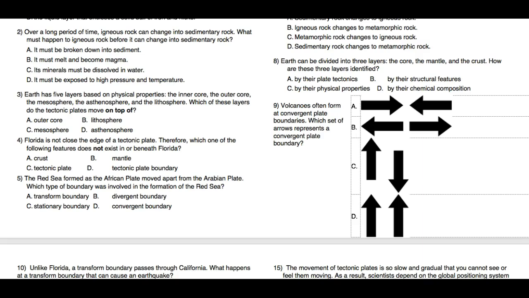Question 3. Earth has 5 layers based on physical properties: the inner core, the outer core, the mesosphere, the asthenosphere, and the lithosphere. Which of these layers do the tectonic plates move on top of? A. The outer core. B. The lithosphere. C. The mesosphere. Or D. The asthenosphere.